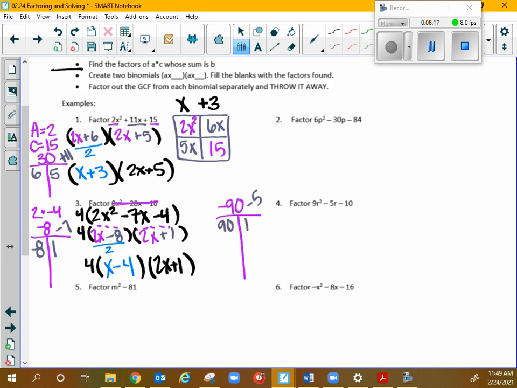90 and 1, 45 and 2, 30 and 3, 15 and 6, and 10 and 9. That's it, right? So if my sum is negative, that means that my larger values are the negative. Are any of those going to work? No. So if you can't find factors, what does that mean about your quadratic? It's prime.